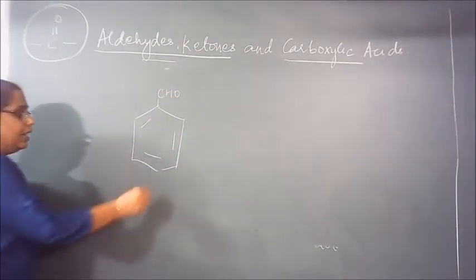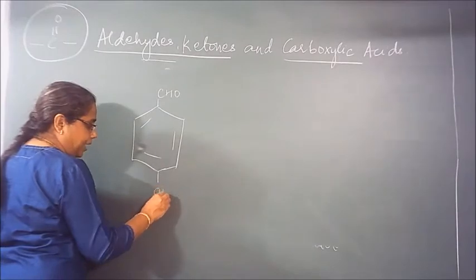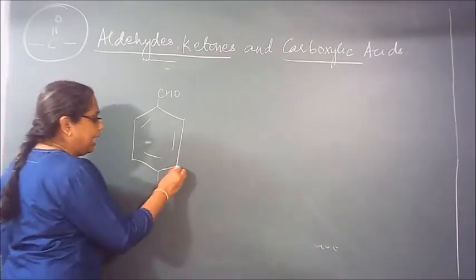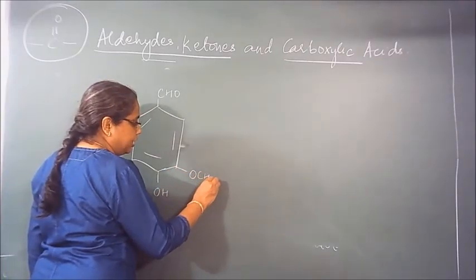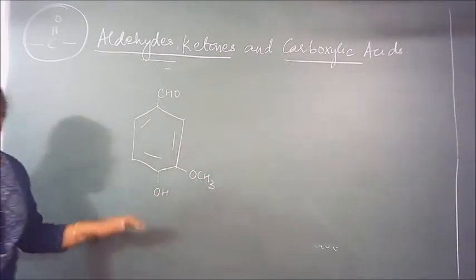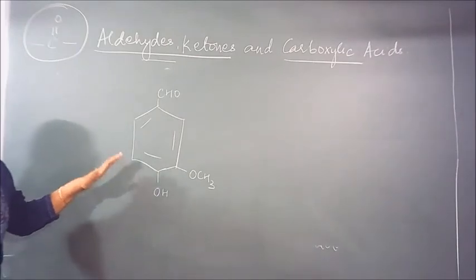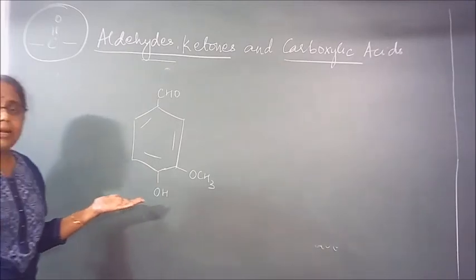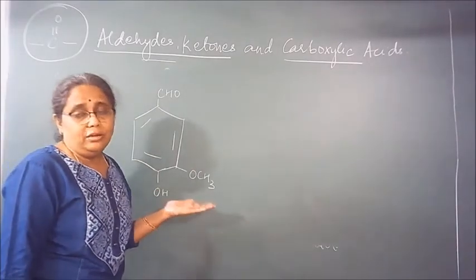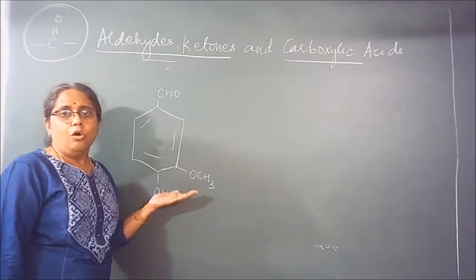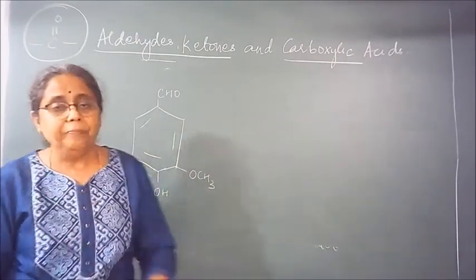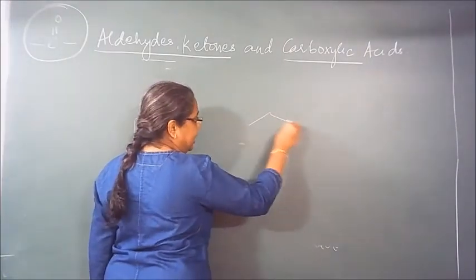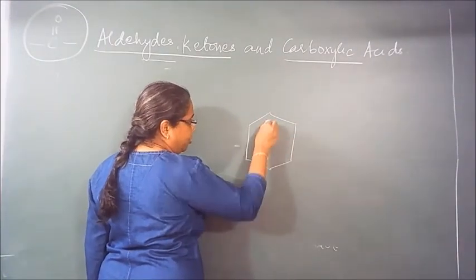It is a benzaldehyde. It has an OH group at the para position, and it has at its meta position a methoxy group, so OCH3. This compound is called vanillin. This vanillin gives a very beautiful fragrance, and it is an aromatic aldehyde obtained basically from vanilla beans or from vanilla pods.